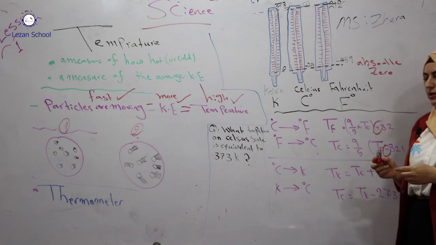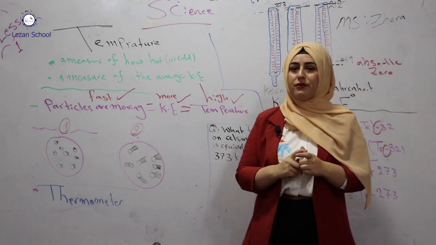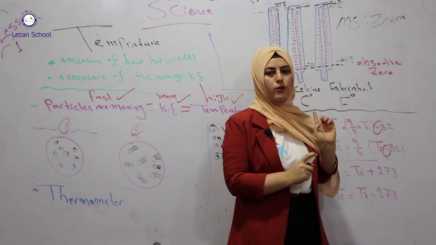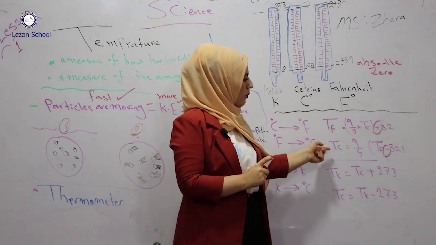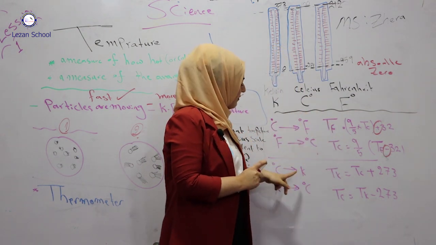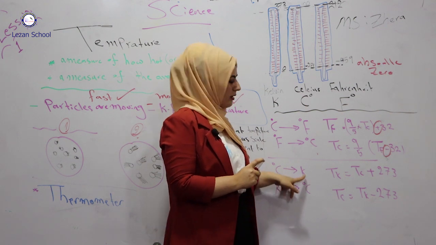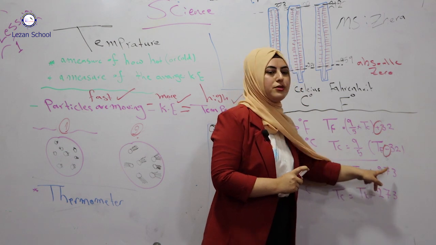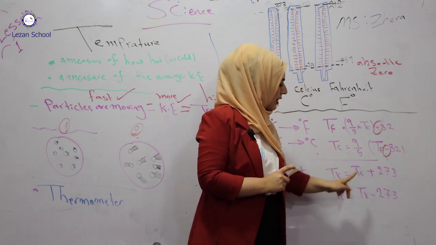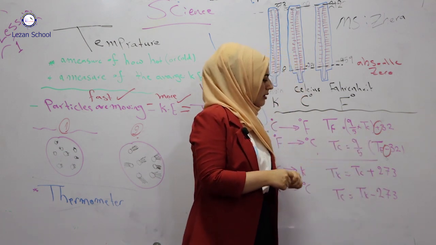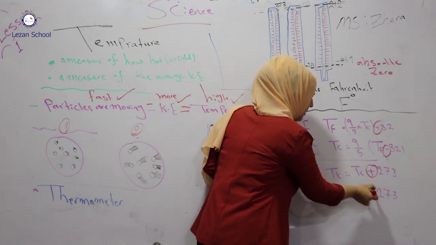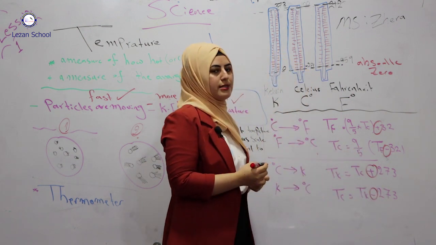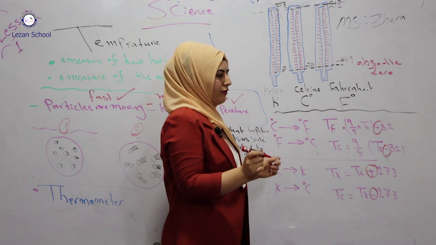If you don't want to be confused in the exam, memorize only one of them, because the other is the opposite of the first. After that, Celsius to Kelvin: T Kelvin equals T Celsius plus 273. In the opposite direction, it is minus. Here plus, here minus. Memorize only one of the rules so you aren't confused in the exam.